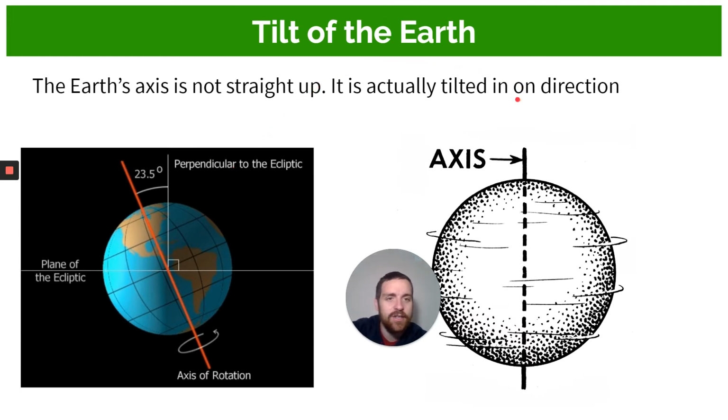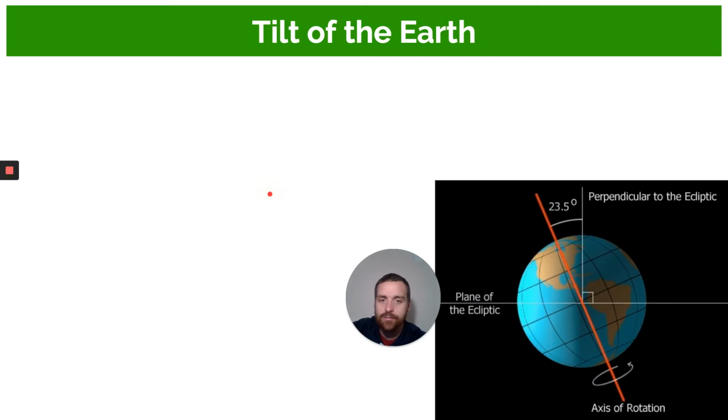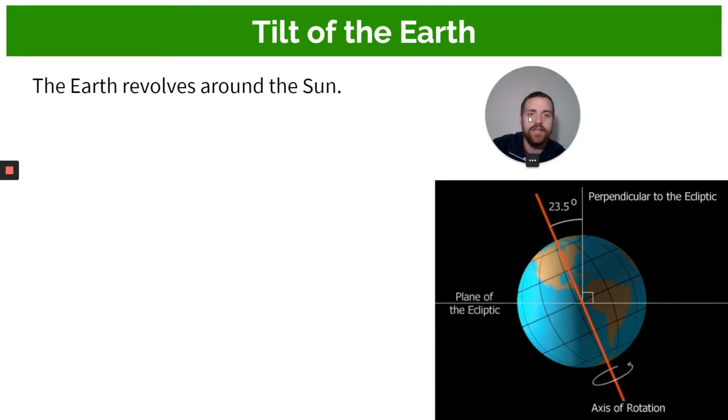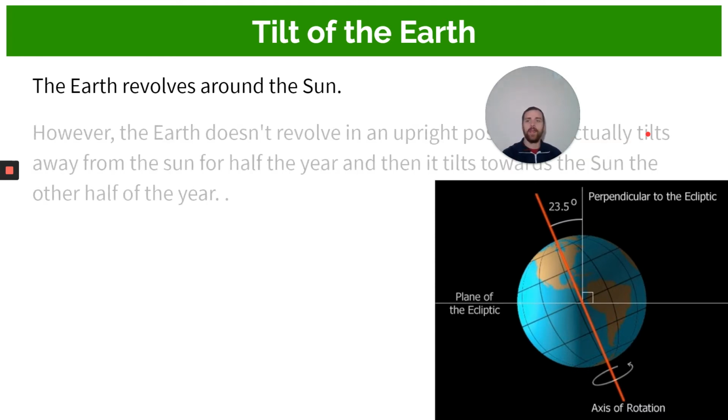Okay, I know I put a typo there. Well done if you noticed it before me. Okay, so the tilt of the Earth is quite important, okay? The Earth revolves around the sun. You know that. The sun is in the middle, and the Earth goes around the sun like that, okay?